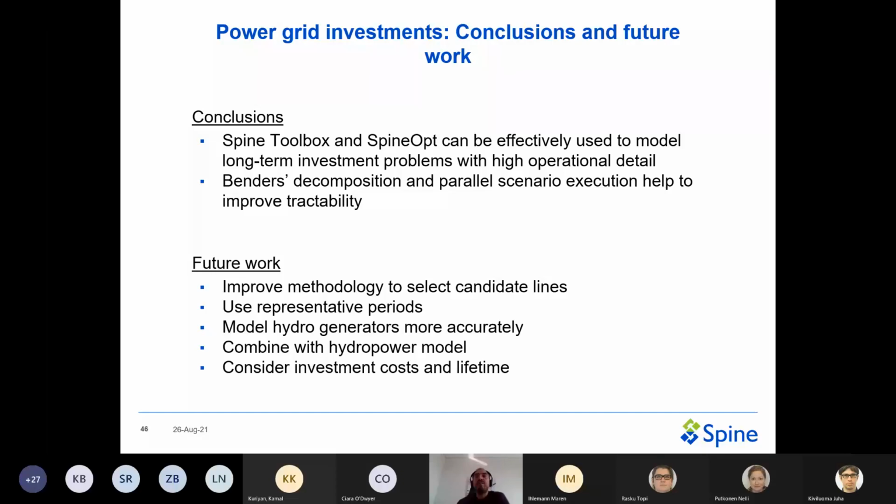Maybe this is a little bit crazy, but maybe we can combine this model with the hydropower model we have. I didn't say this, but we have a hydropower model of the Nordic system as well. So maybe we can link these two together. And then we aren't using the investment cost or the lifetime, and that's also allowed by SpineOpt. It would be very straightforward to do. So maybe we can try to do that in the future. So that's it.